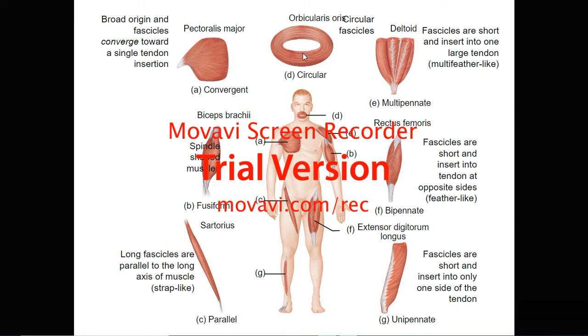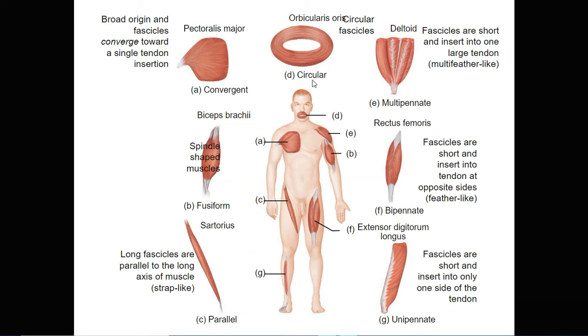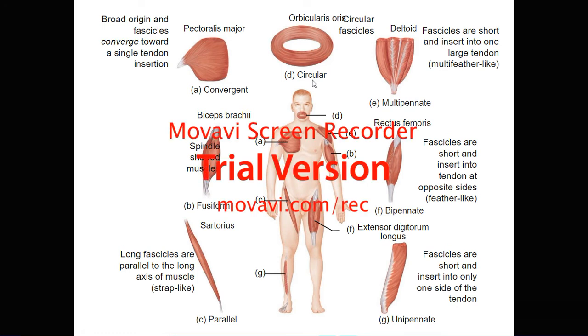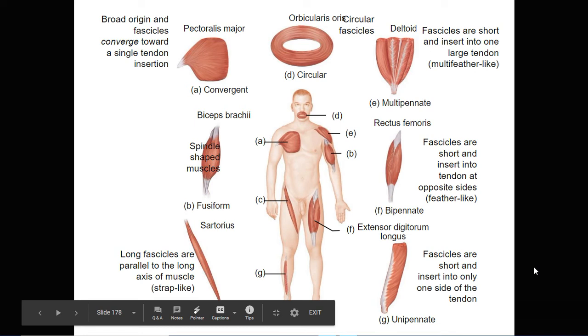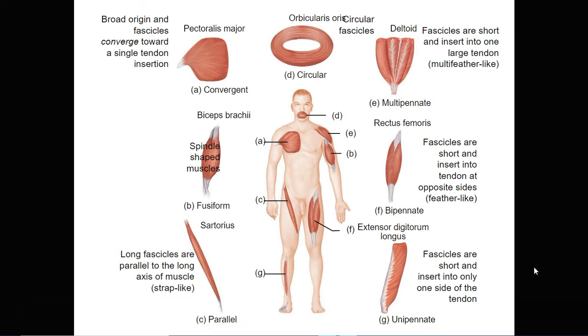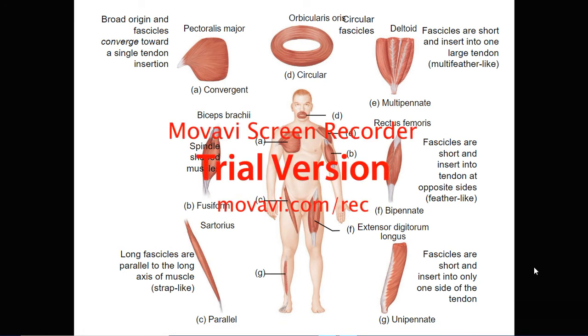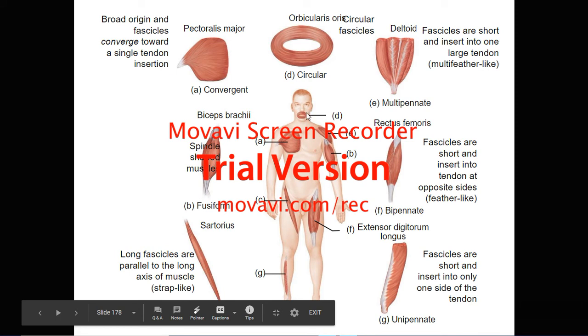So, with the circular fascicular pattern, the fascicles are arranged in concentric rings, and muscles with this arrangement usually surround external body openings, which they close by contracting. Examples of the circular fascicular arrangement are the orbicularis muscles that surround the eyes and the mouth.